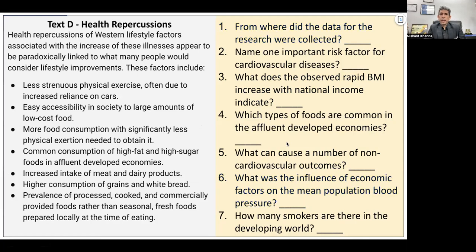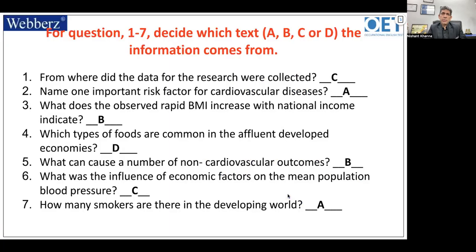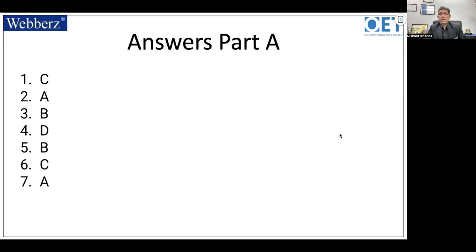Text D mainly talks about food. Pause the video here and see what can be there. And the answer to this is D. What types of food are common in the affluent developed countries? The answer is in paragraph D, where we get very clear information on what kind of foods they are. This is a very, very simple concept. These are my answers, and these are the answers of Part A, first 7 questions.